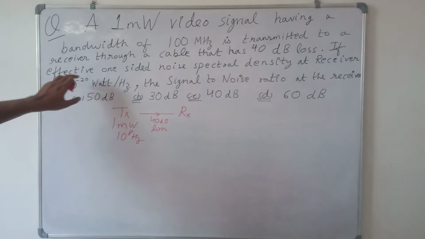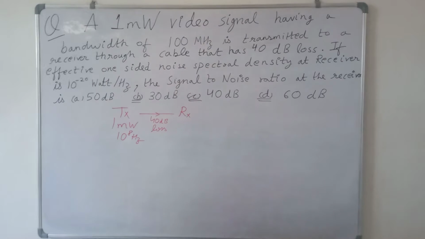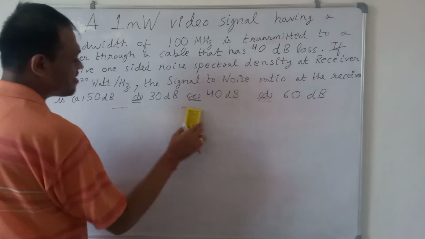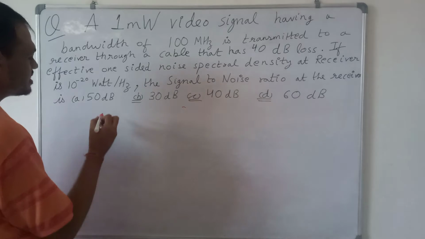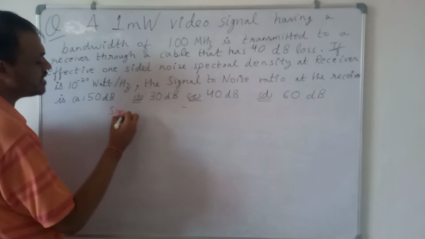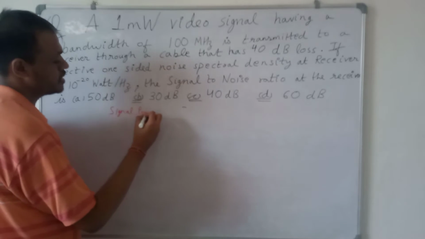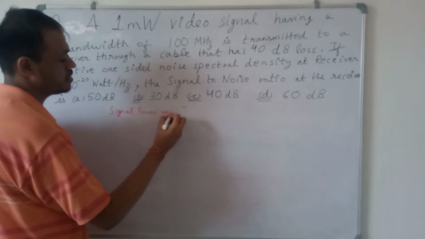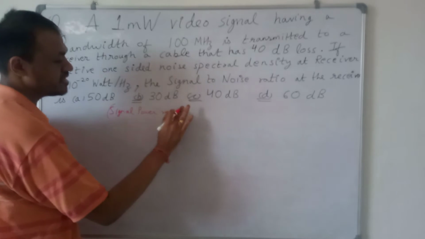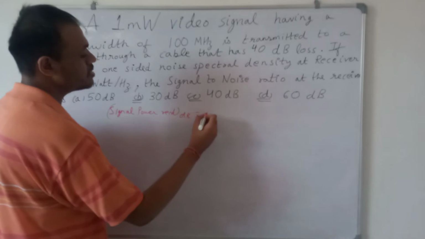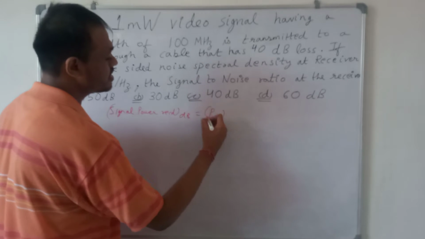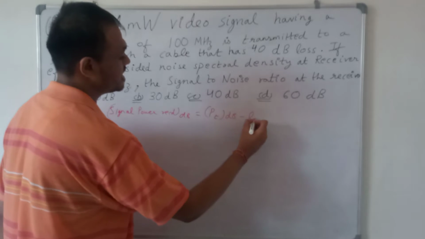So if we are given that effective one-sided noise spectral density at receiver is 10 to the power minus 20 watt per hertz, then we have to find the signal to noise ratio at the receiver. So the received power, the signal power received in dB is equal to the power transmitted in dB minus the loss in dB.